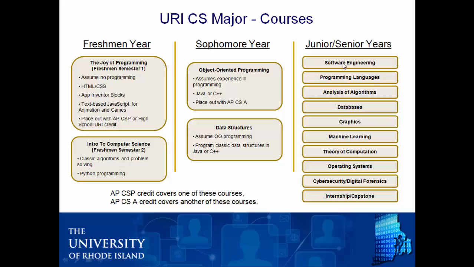One required course is software engineering, where after you've learned to program in freshman and sophomore years, you learn how to work in teams to write big software. There are courses to learn about programming languages, how to use some math to analyze what's the best algorithm to solve a problem. We have courses in databases, graphics. A really hot topic right now is called machine learning, where you're using computer science to have the computer learn and be able to make analysis from, say, big data sets.